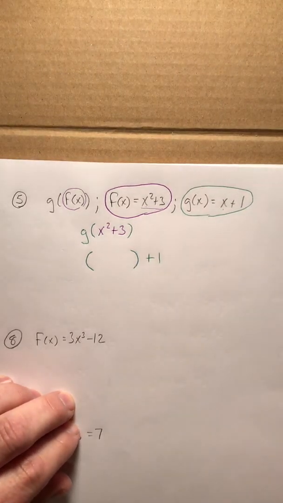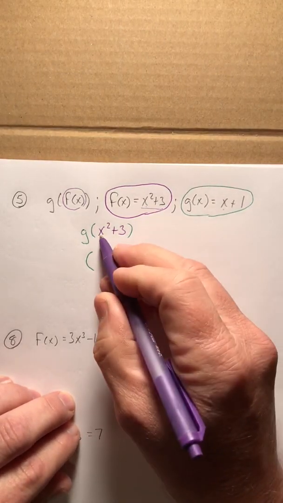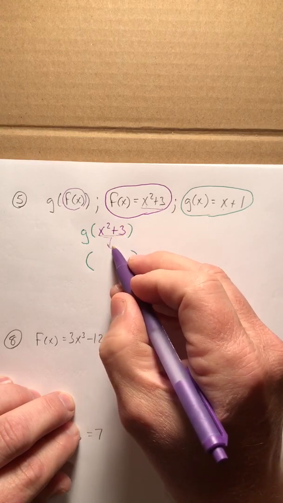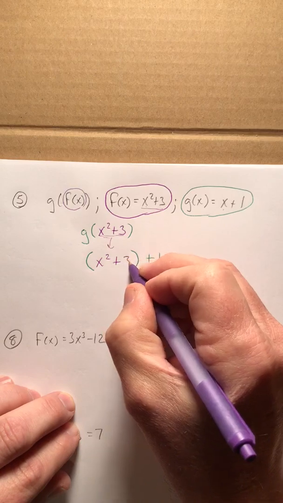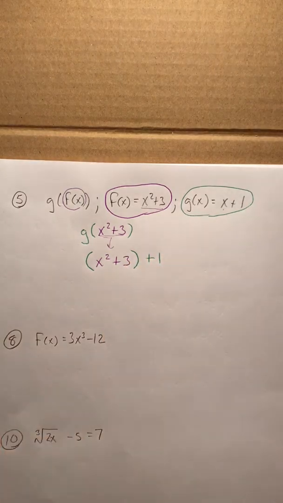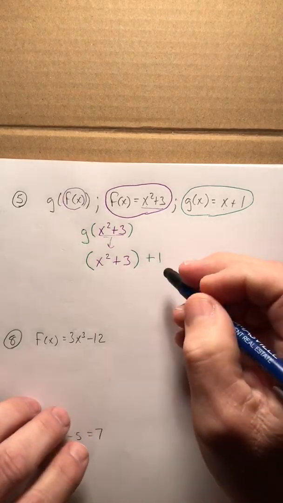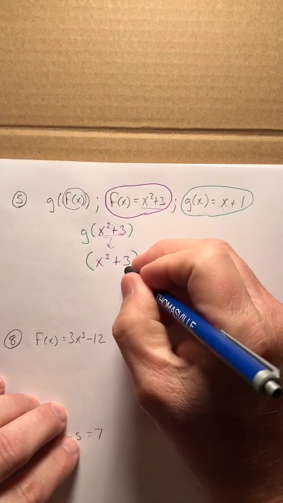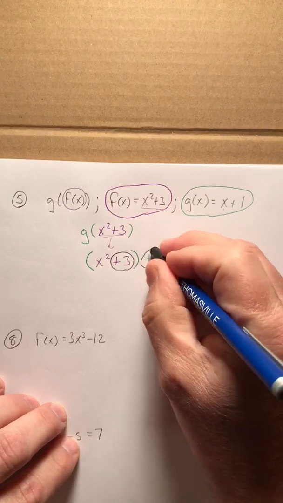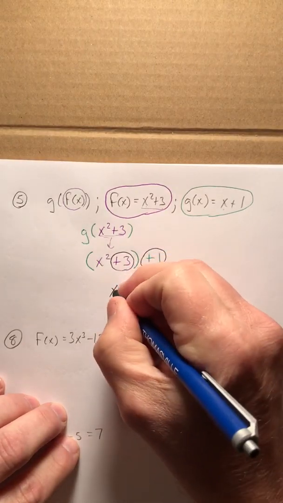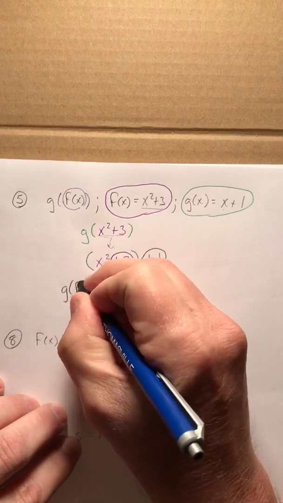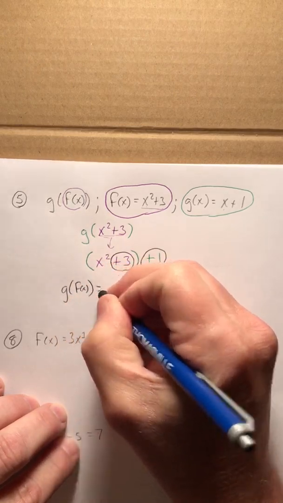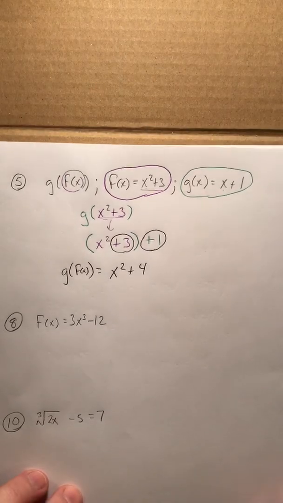All right, now what I'm going to do is I'm going to drop down what's in the parentheses up here and put it in the parentheses down here. So put the x squared plus 3. All right. So now all I got to do is simplify this, and in order to simplify this, all I'm really going to do is combine my like terms. So I have a positive 3 and a positive 1, combine those, and I get x squared plus 4. So g of f of x is equal to x squared plus 4.